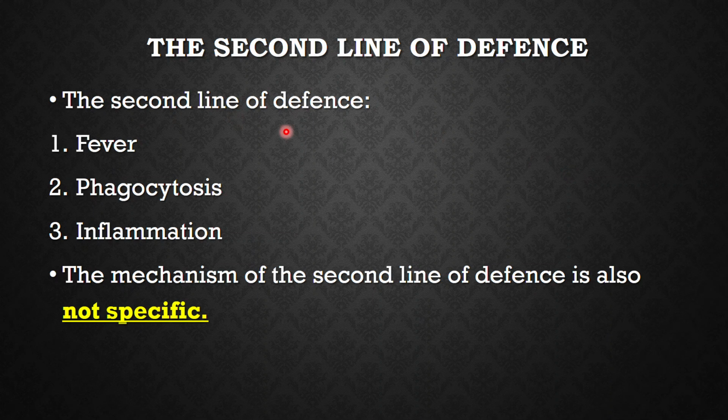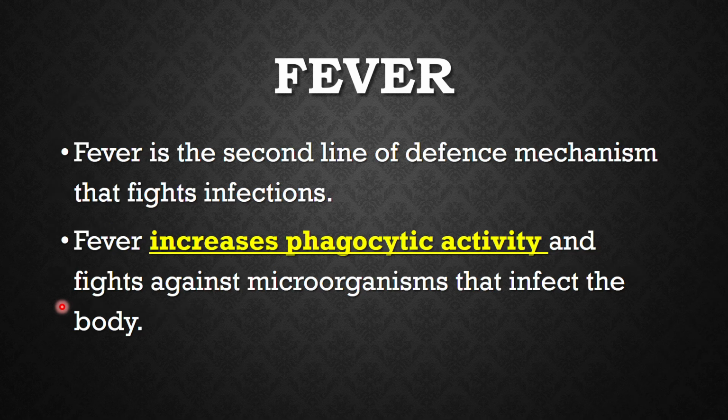Now, the second line of defense includes fever, phagocytosis, and inflammation. And the mechanism of the second line of defense is also not specific. Now, fever is under the second line of defense that fights infections. During fever, the phagocytic activity will increase, and this will fight against the microorganisms that are infecting the body.